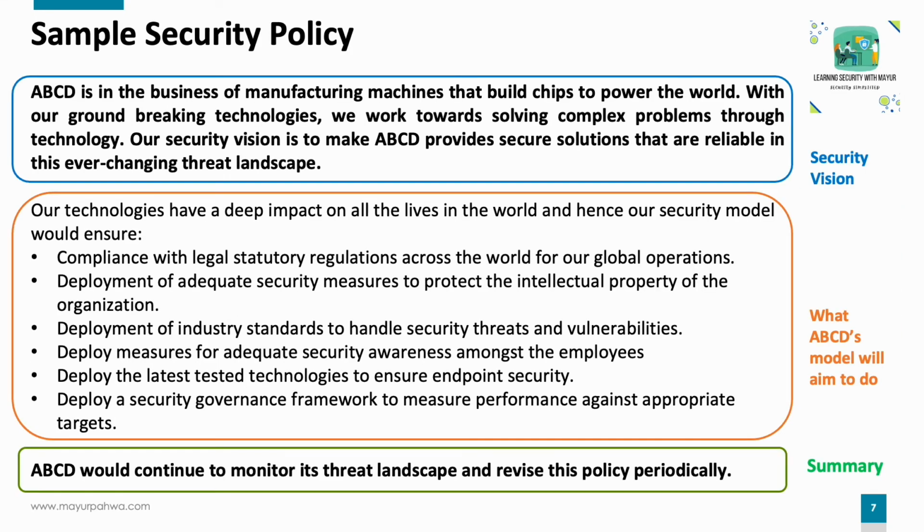Now, this is the sample I have created. I have structured it into three parts. One is a security vision. The second one is what ABC's model will aim to do. And the third one is just a summary statement. See, this by no means is a perfect one. This is just a rough draft that will undergo multiple revisions post inputs from the cross functional teams and the executive management. However, this can be the first step towards writing one. Share your thoughts in the comment section.